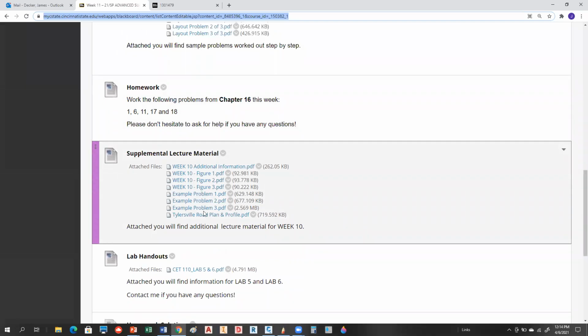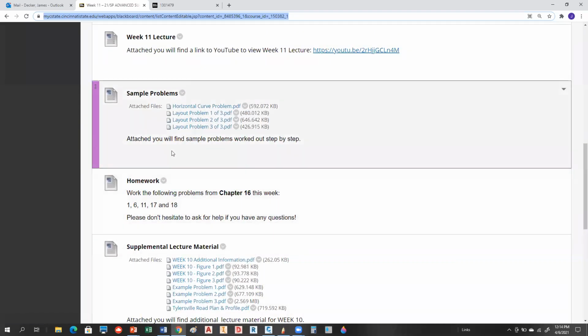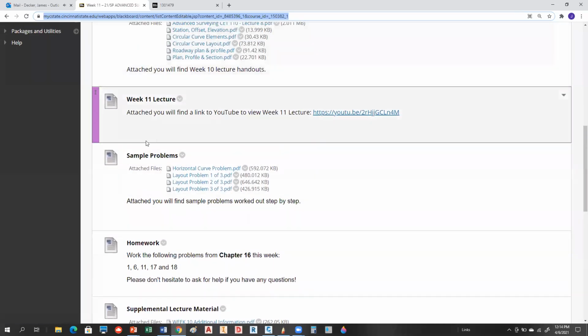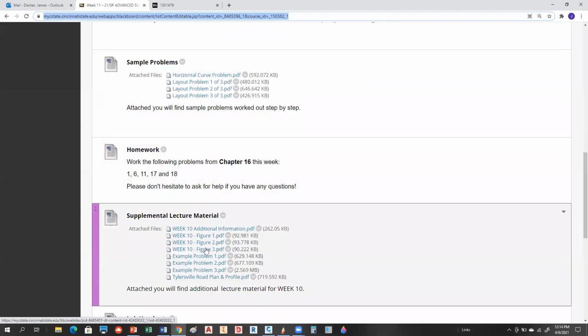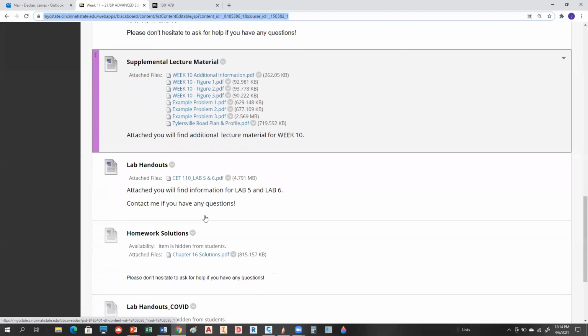There's just a boatload of information out here, really good stuff about how to do certain things. So you should look this over. Besides, you have the lecture notes. You also have these sample homework problems, and then you have some other supplemental material. So make sure that you look at that, okay?